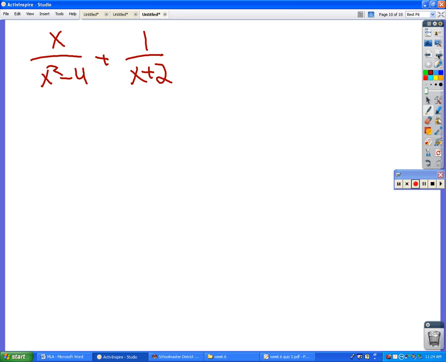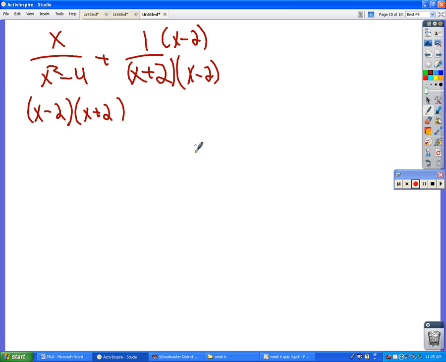Okay? All right, one last one, since you're getting the hang of it a little bit right now. x squared minus 4 factors into x minus 2 times x plus 2. If I'm going to get a common denominator, this one's already good, because it's got an x minus 2 and an x plus 2, but this one only has an x plus 2, so it needs an x minus 2 so that they match. So if you put an x minus 2 on the bottom, better put one on top also.